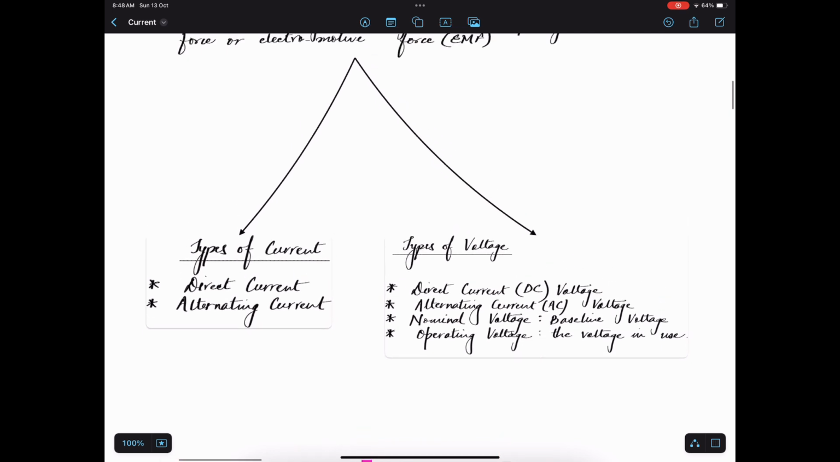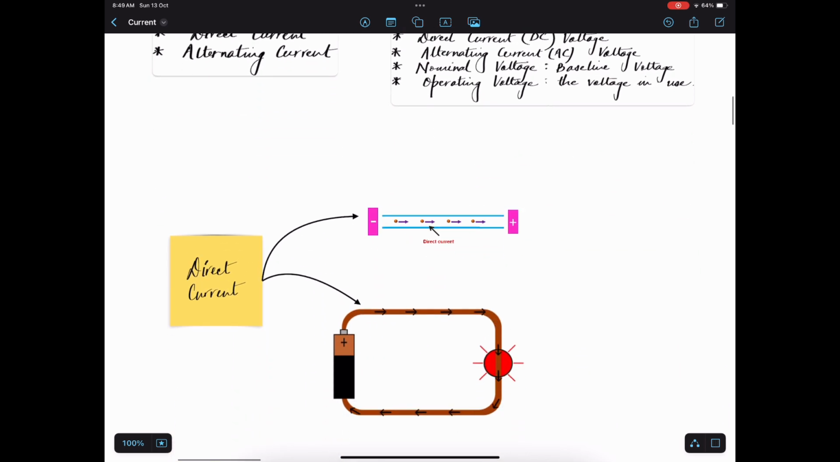We will come to the types of current and types of voltage as well. So there are two main types of current: direct current and alternating current. The short abbreviation for direct current is DC, and for alternating current, it is AC. In DC, the flow of electrons is unidirectional, meaning the current flows in one constant direction, from the negative terminal to the positive terminal. This type of current is typically found in batteries and solar panels.